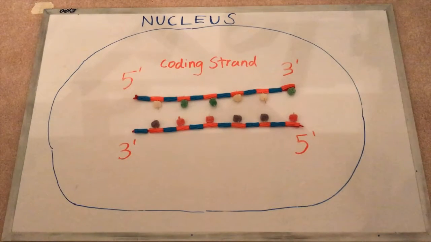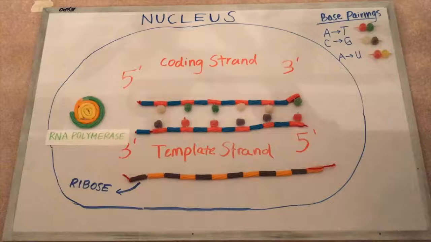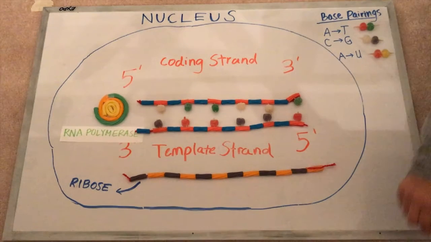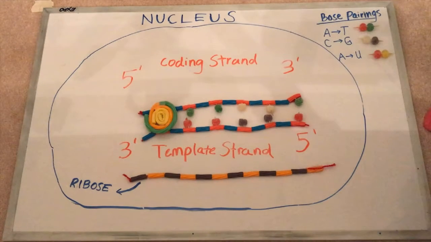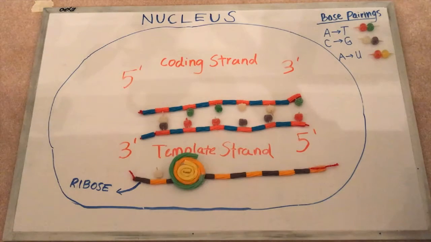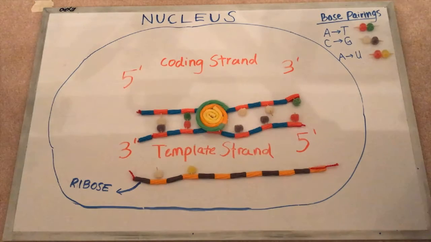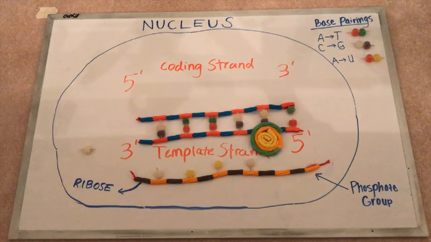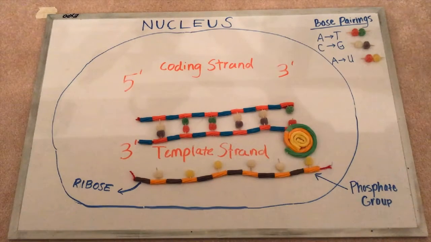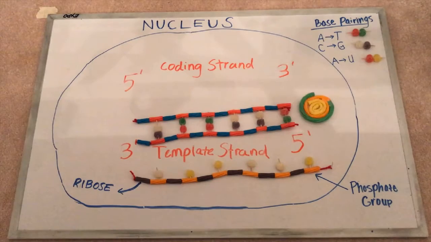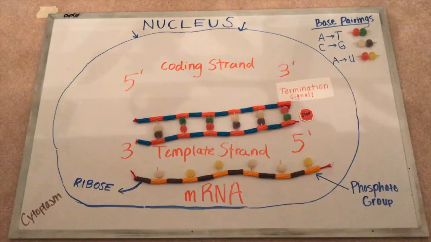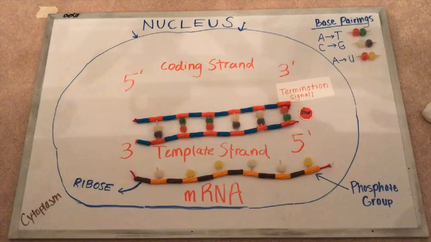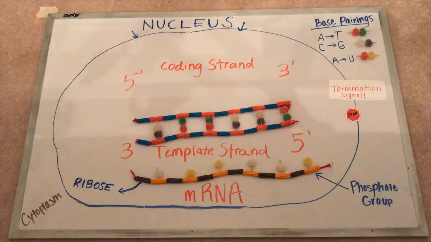In our model, the orange Twizzler is the nitrogenous base, while the purple Twizzler is the ribose, which is the sugar in mRNA. It is analogous to deoxyribose in DNA. RNA will sit on top of the template strand, and DNA strands will reconnect after the RNA moves into the cytoplasm. The new RNA strand will match the coding strand, except wherever there's a T, there will be a U.